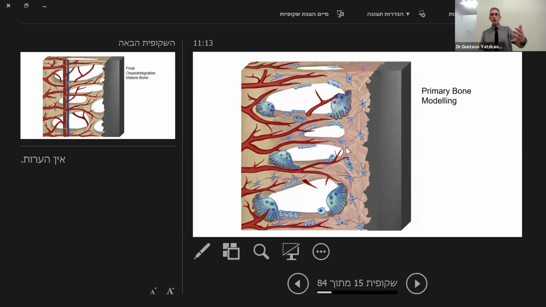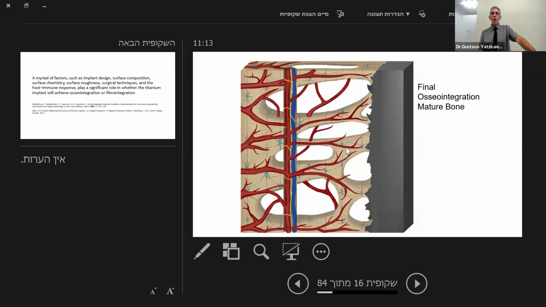At this time, the osteoblasts conducted by the osteocytes will secrete the lamellar bone. This lamellar bone will be very important in order to improve the success of the implant and the survival rate, and it will take years.